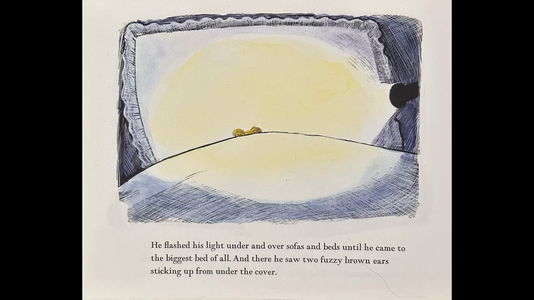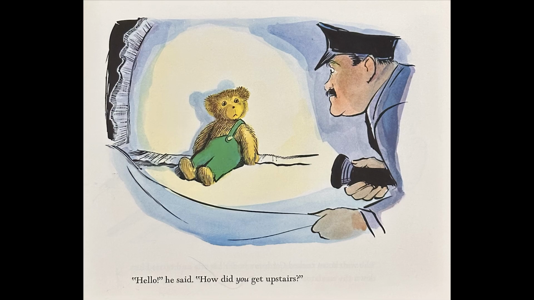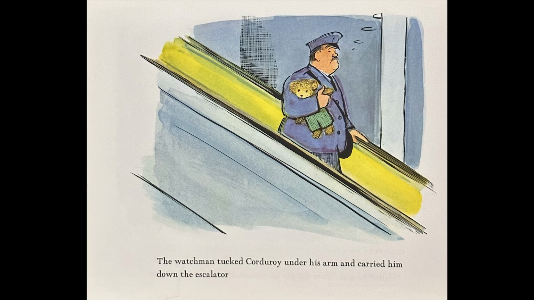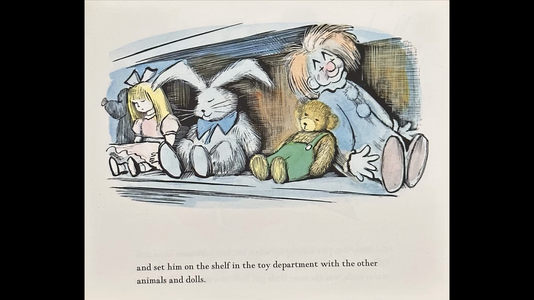He flashed his light under and over sofas and beds until he came to the biggest bed of all. And there he saw 2 fuzzy brown ears sticking up from under the cover. "Hello," he said. "How did you get upstairs?" The watchman tucked Corduroy under his arm and carried him down the escalator and set him on the shelf in the toy department with the other animals and dolls.